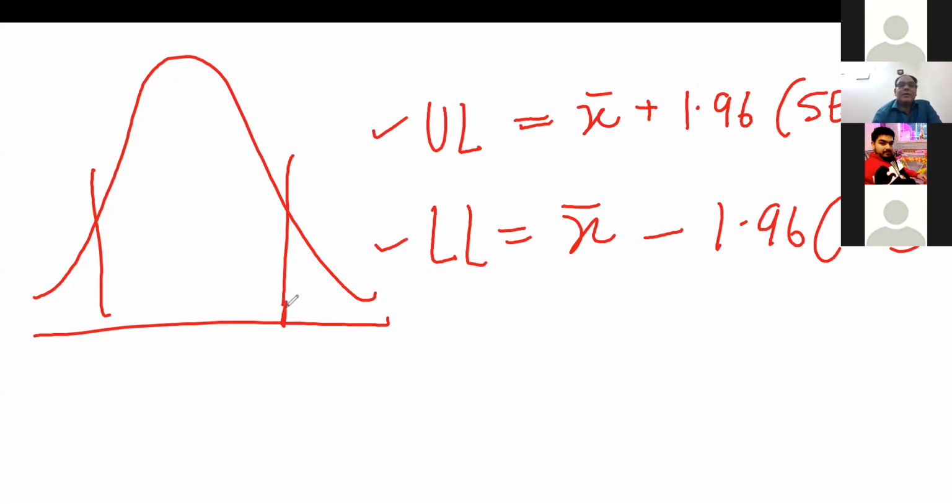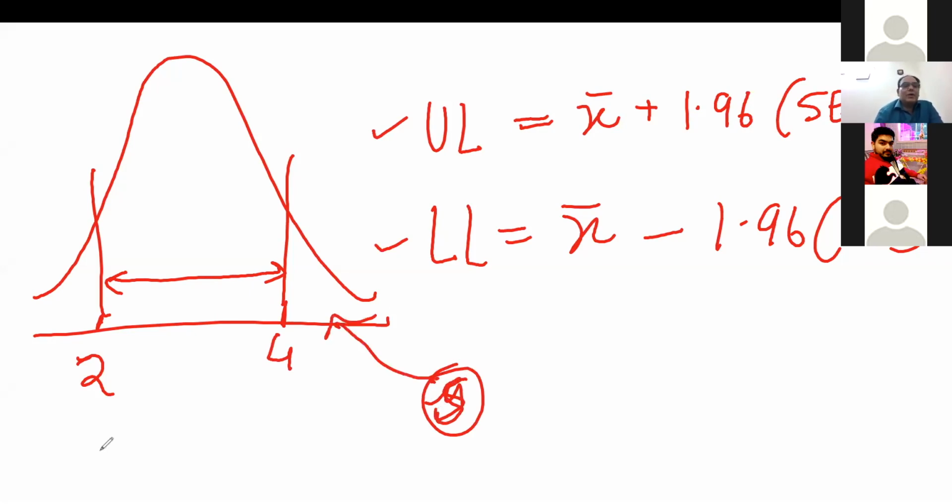This is my upper limit, this is my lower limit, and this range is known as the confidence interval. Suppose this confidence interval is like 2 to 4. Now I calculate the sample mean, and if it lies in this range or in this range, then I reject my null hypothesis. And if the sample mean lies in the confidence interval, then I accept my null hypothesis.